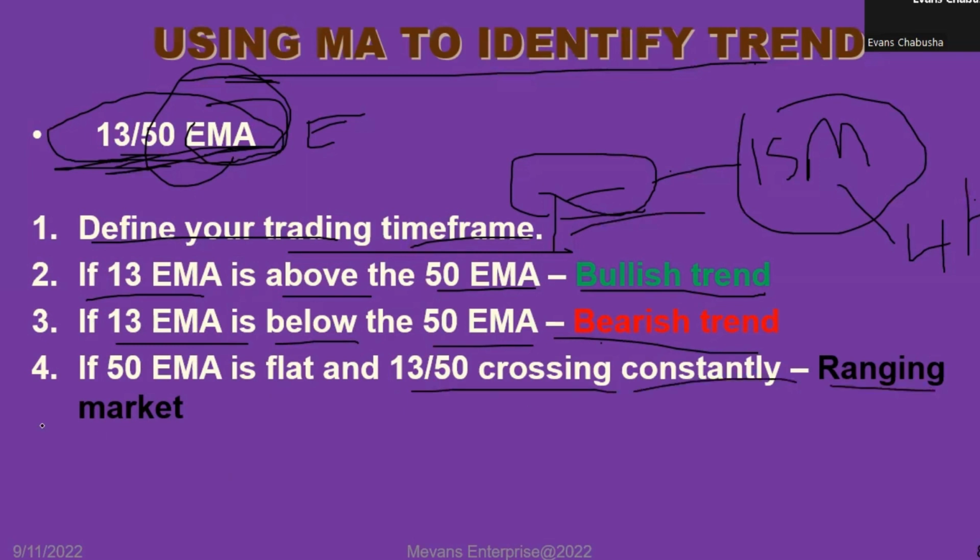Again, if the 50 EMA is flat and the 13 and 50 are crossing constantly, then that is a ranging market. The market has no direction. It is just moving up, down, like that. So you have to know how to avoid the ranging market, because this market will chop you. It has no direction. You think the market is moving up, then it will reverse, moving down, reverse, like that.